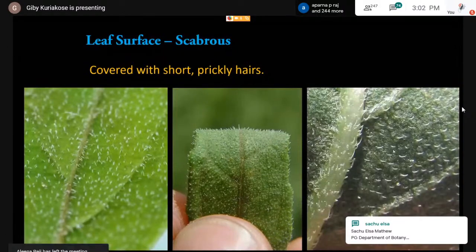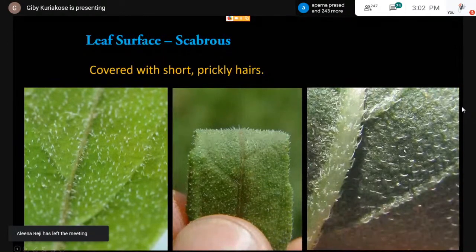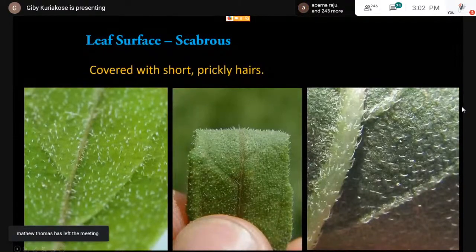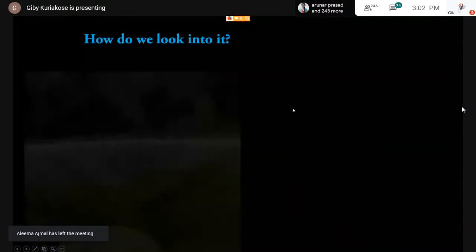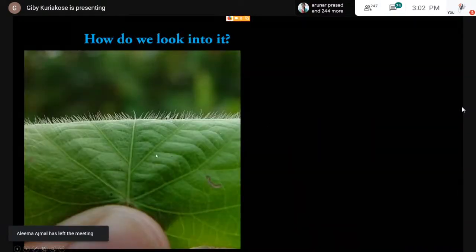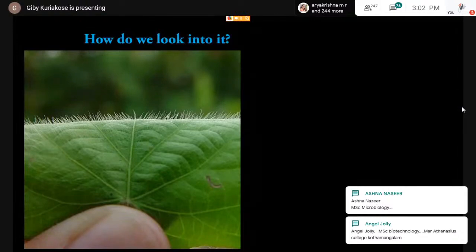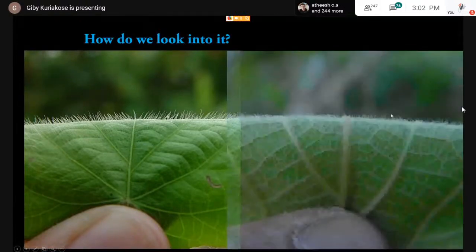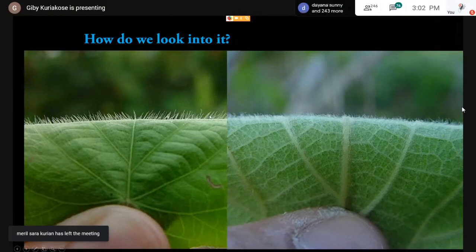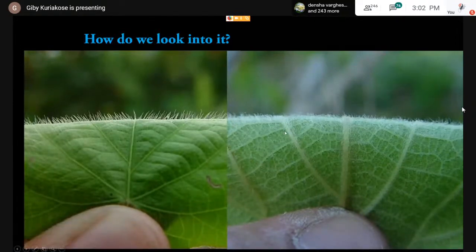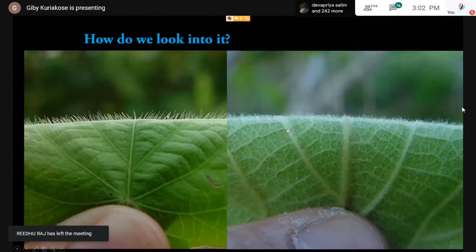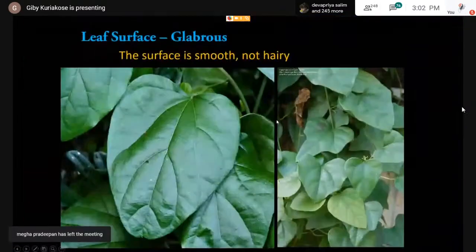Okay, so this could be the microscopic or macro picture of scabrous, with very pointed, strong, teeth-like structures. And how can we look at it? Even in the field, you just hold the leaf downward on one side and see whether there are any characters like this. This is the best way to go about it. But if it is a stem, then you need to take some part detached from the plant and observe it under a microscope, or take pictures and zoom in, whichever is convenient.